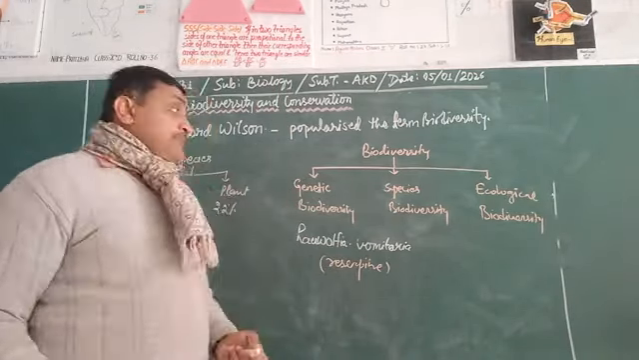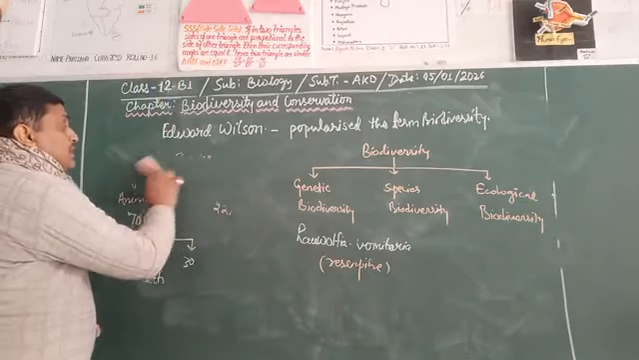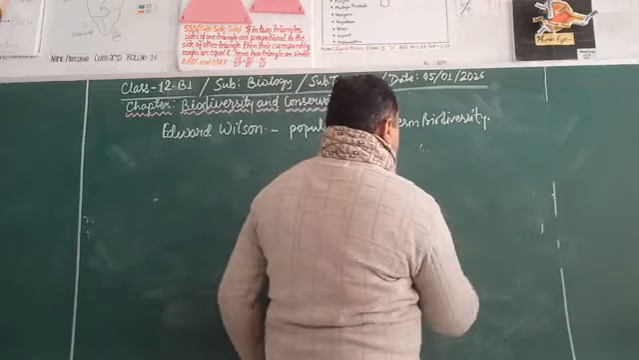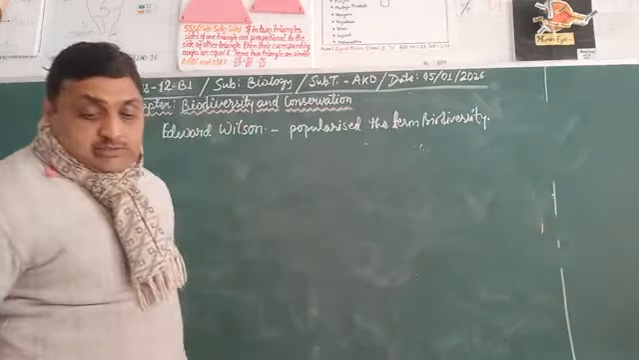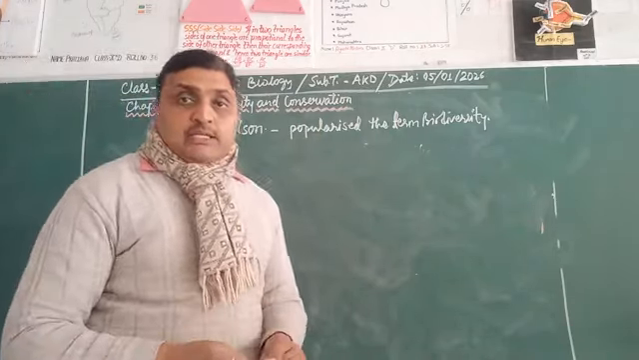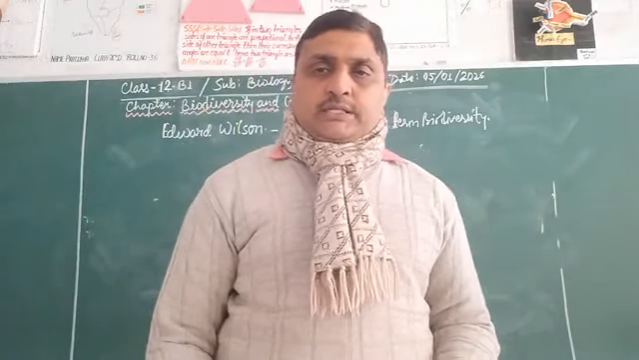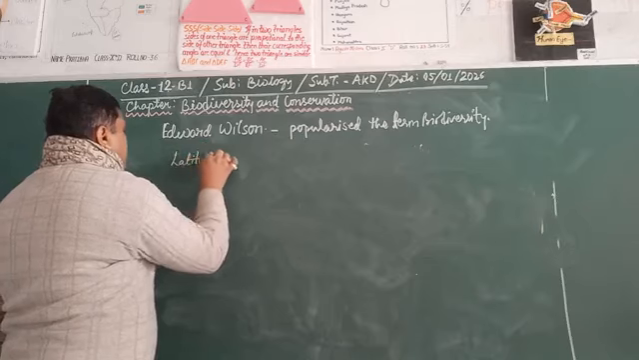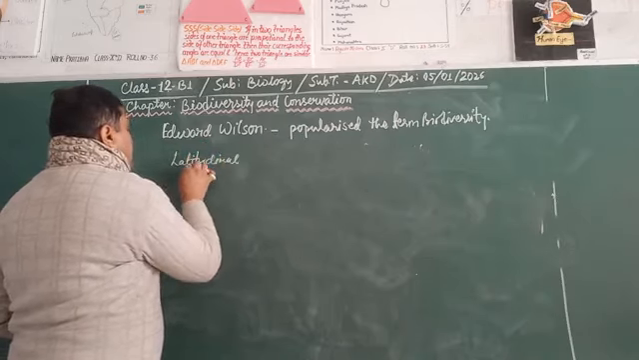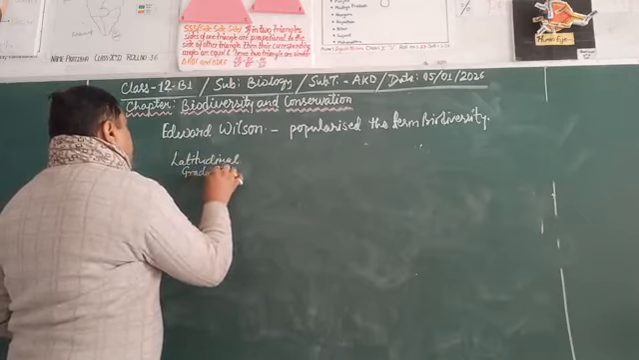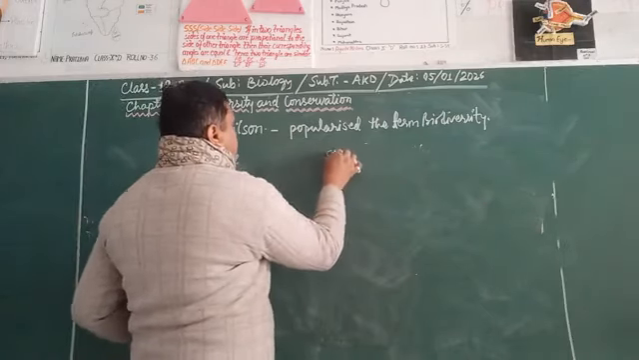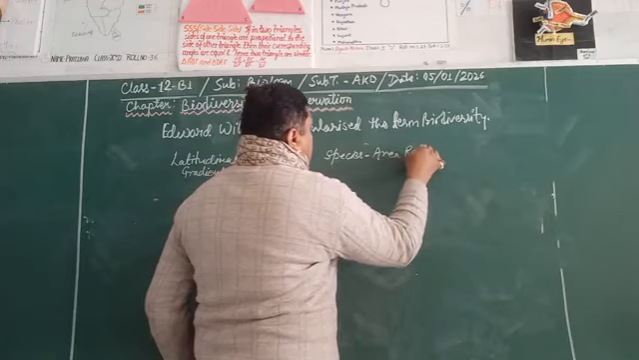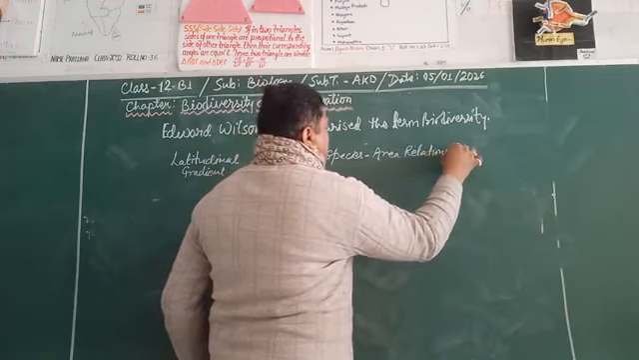Now, the pattern of biodiversity. In the class we have discussed there are two patterns of biodiversity. The first is the latitudinal gradient, and the other is the species area relationship.